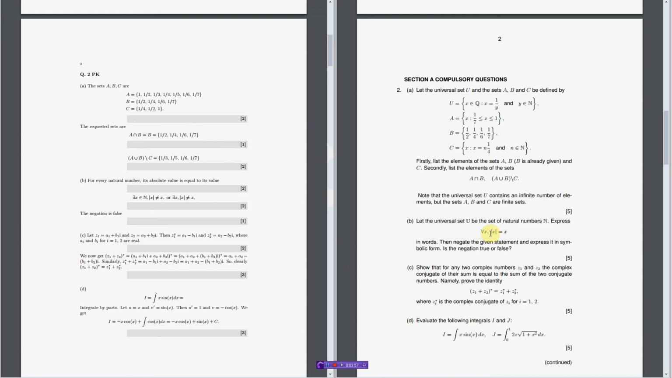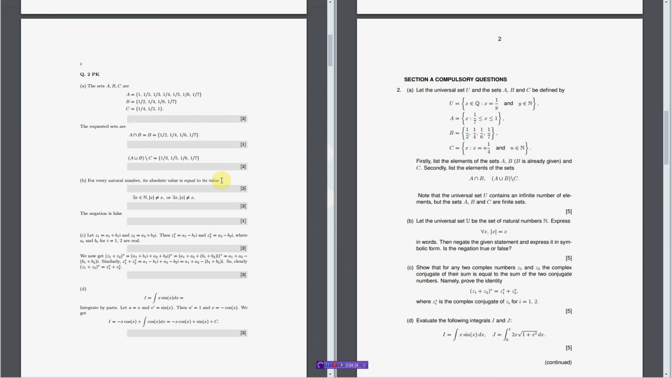And it wants us to express that in words, so we want to give an English version of that statement. Then we want to negate this statement and express it in symbolic form. And then explain whether that negation is true or false itself. So we start off here in the solution with the English version of that statement. It says for every natural number, its absolute value is equal to its value.